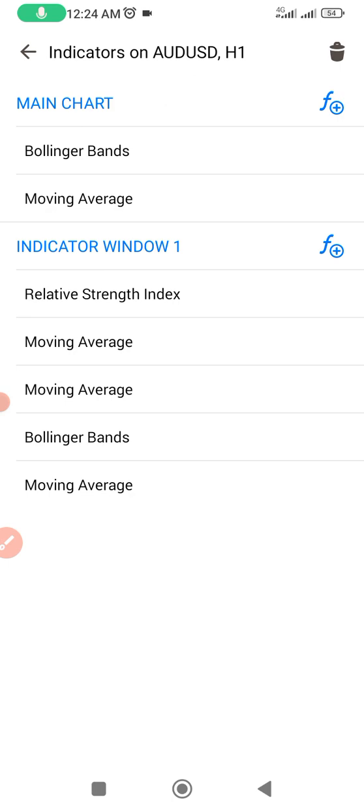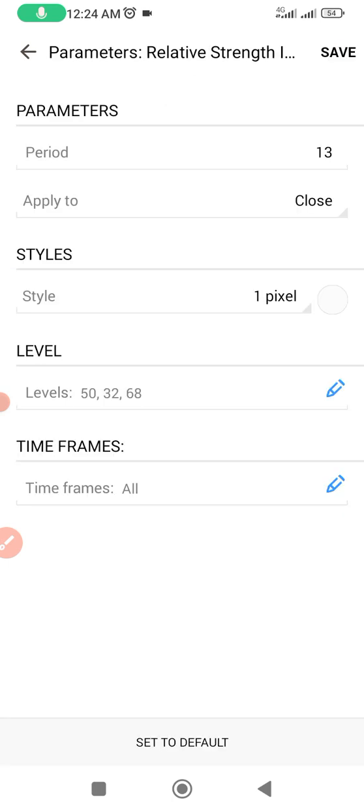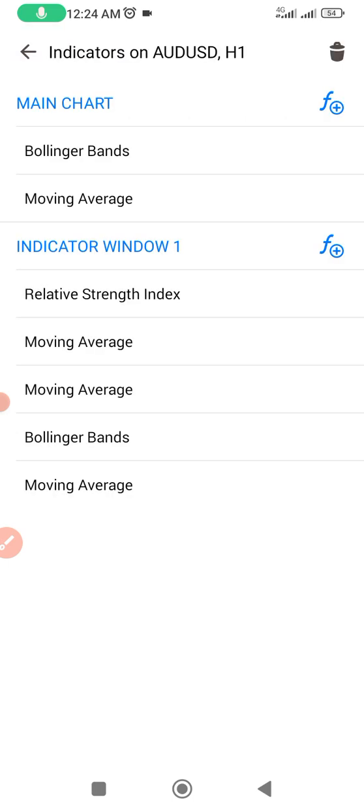On our indicator window, we have our relative strength index, period is 13, apply to close, the style is 1 pixel. The background color should be white. If your background is black, you change it to black. Our levels are 50, 32, and 68 respectively.